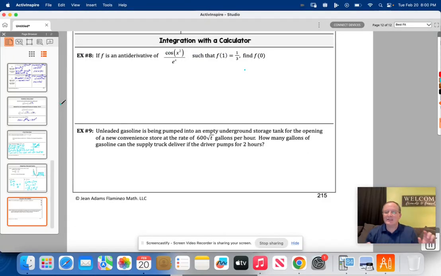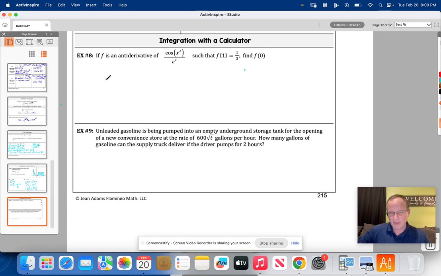All right. Hey, let's talk about one of the most missed questions on the AP exam. This is great that we have this right now because if you got a chance of getting this one knocked out, oh boy. Now, it says F is the antiderivative of this, such that F of 1 is 1/3 and F of 0 is unknown.